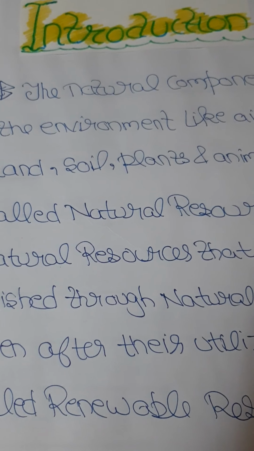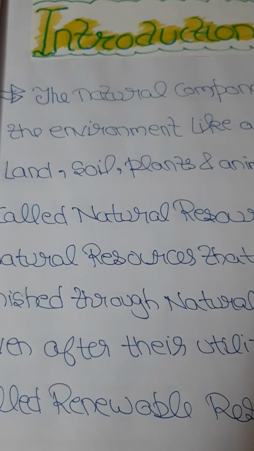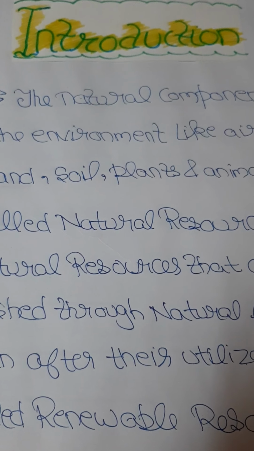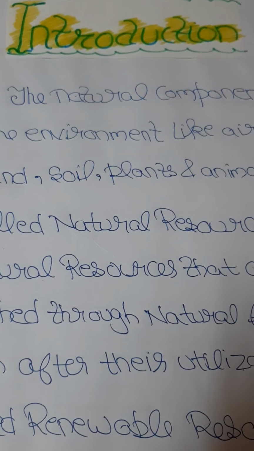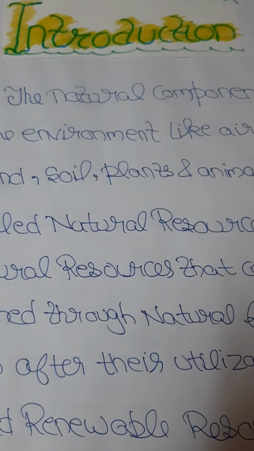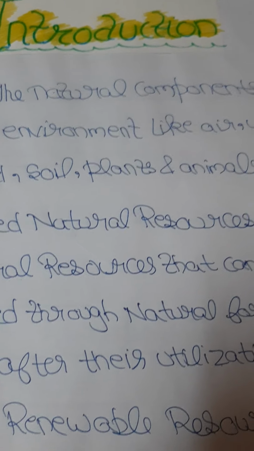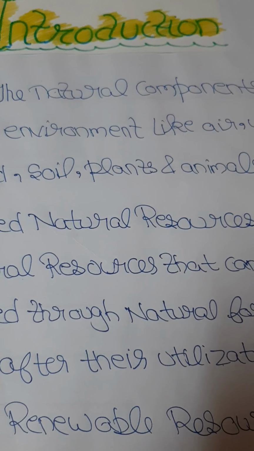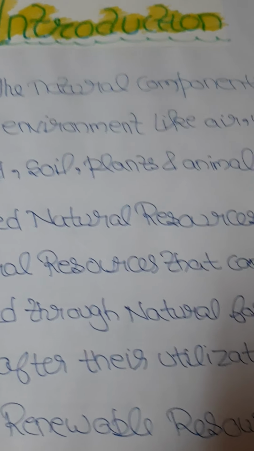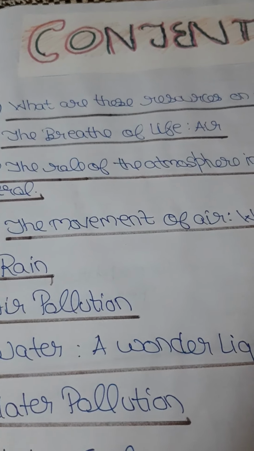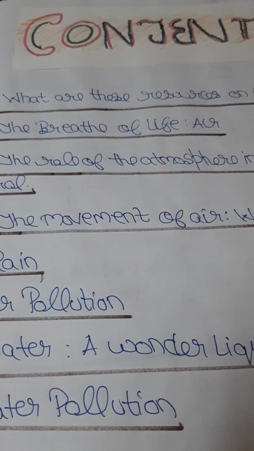And then we have to write the introduction for this project. The natural components of the environment like air, wind, soil, plants and animals are called natural resources. The natural resources that can be replenished through natural formation even after their utilization are called renewable resources. This is the full brief description for this introduction. On the next page we have to write the content.